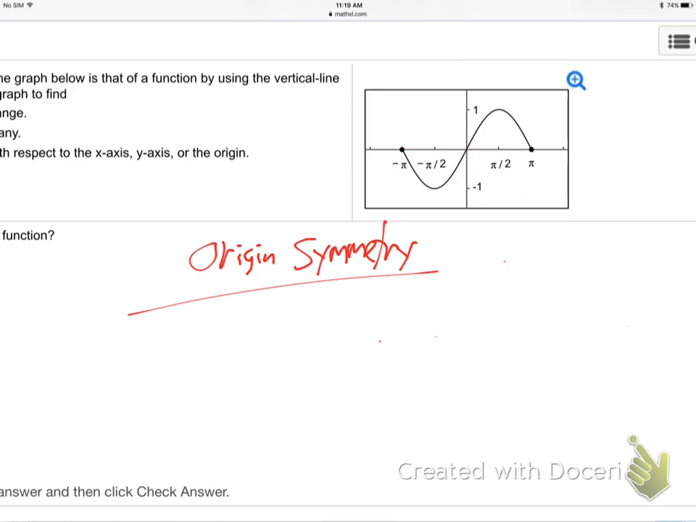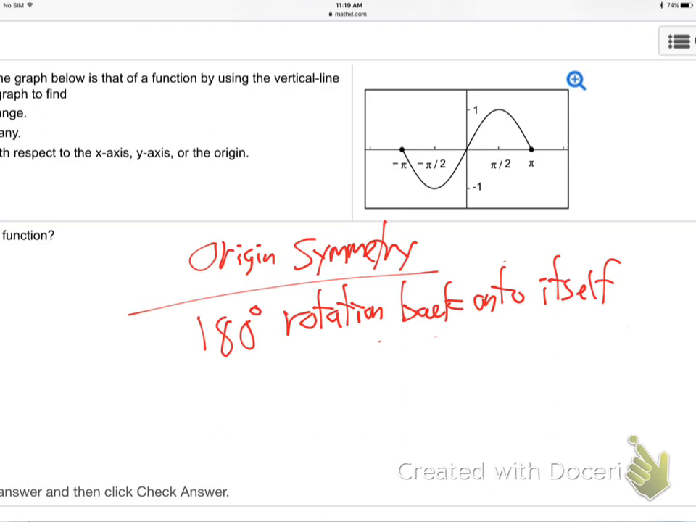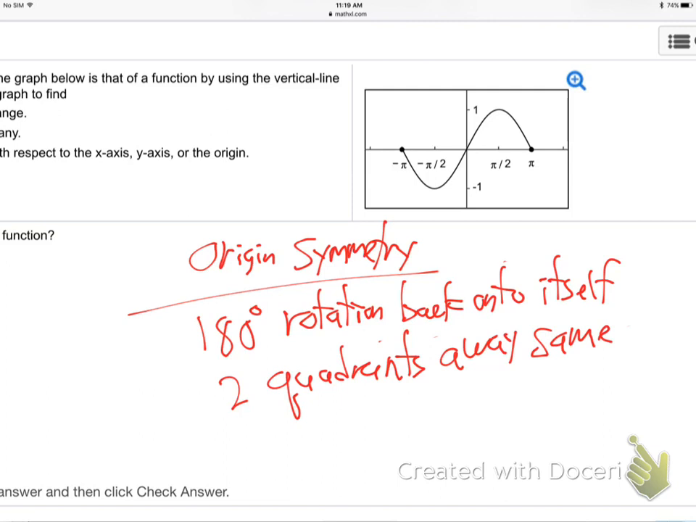What does origin mean? I'll tell it to you a couple different ways. 180-degree rotation back onto itself. Another way you can say it is 2 quadrants away. It's the same. That's what 180 degree means: halfway around. So if I took this graph and flipped it halfway around, like if I took my paper, my calendar of our stuff, and flipped it halfway around, that's a 180 degree rotation. If you turned it halfway around, it would look like nothing had been done. If I turned this whole thing halfway around, the graph would look the same.